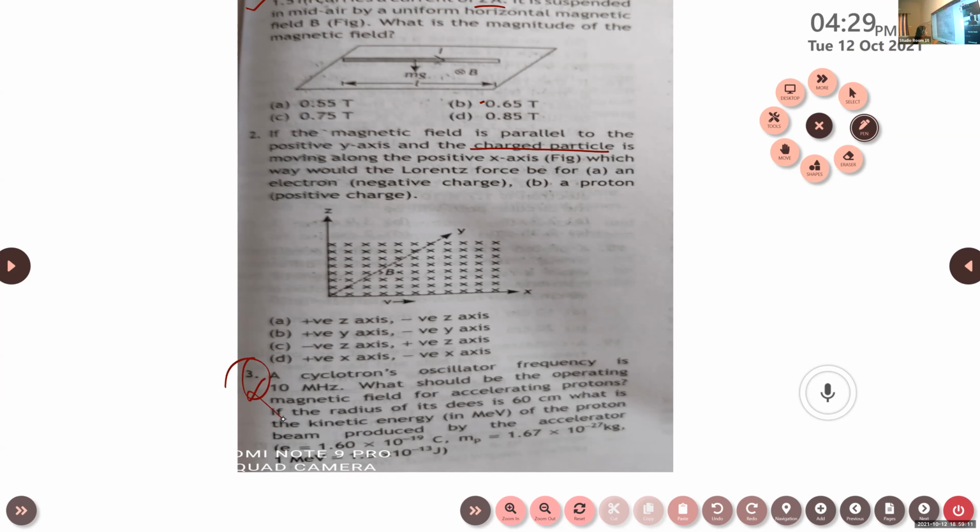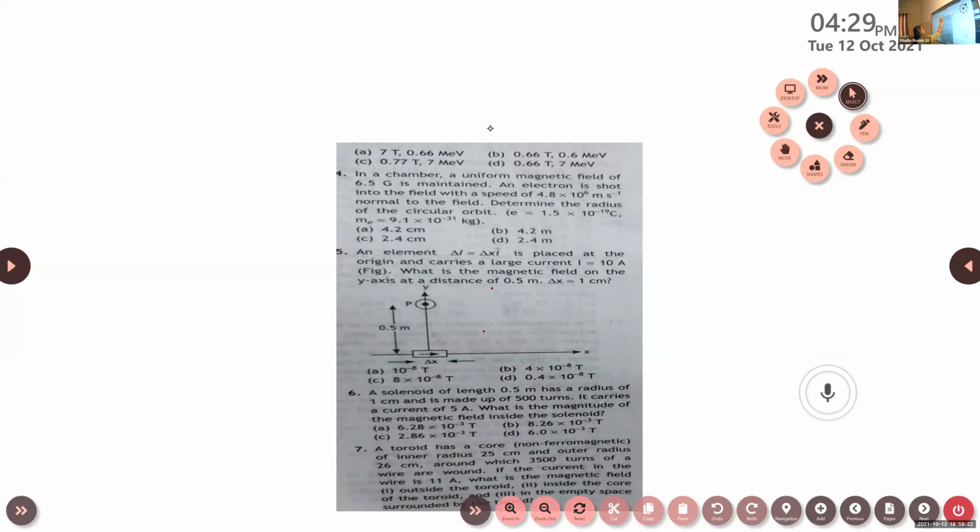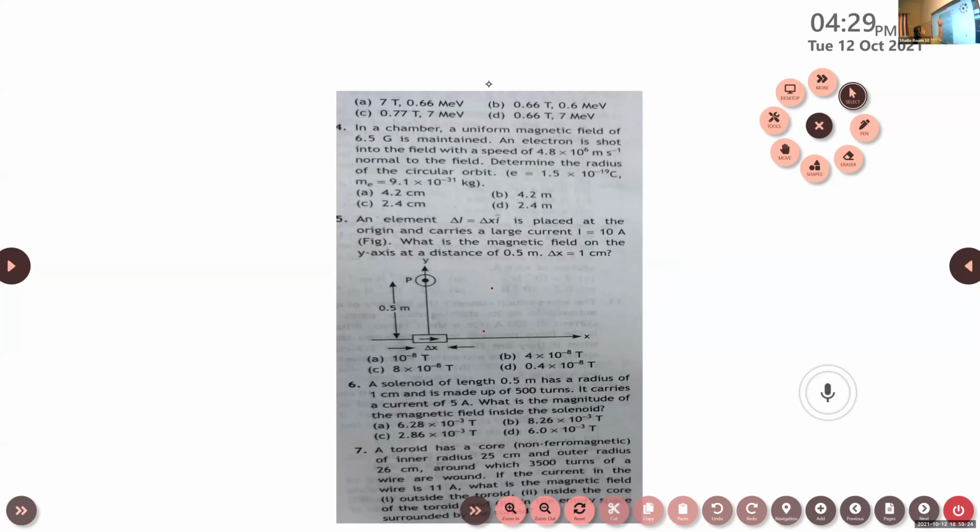Now the third question. No need to attend. It is based on cyclotron. Try to copy down the fourth one.